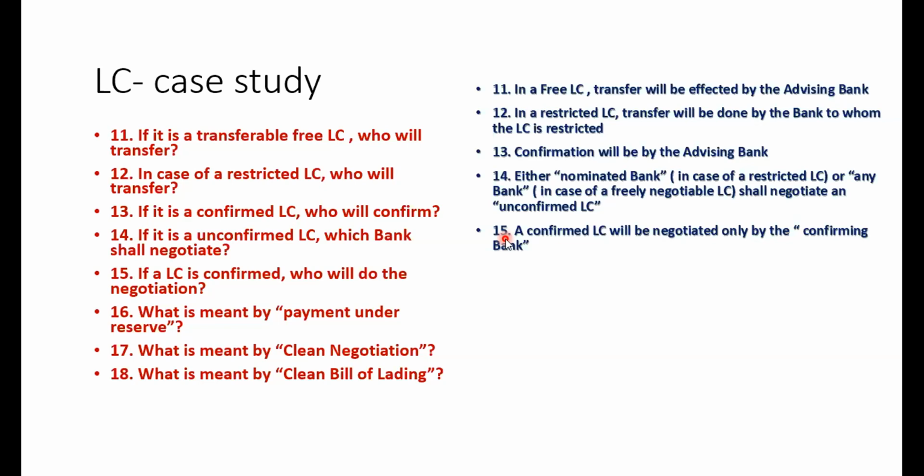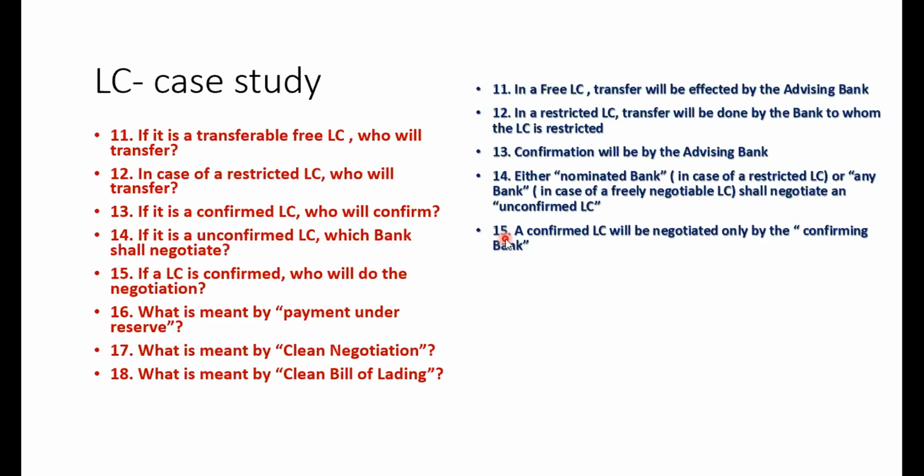Example. Originally, one LC comes that is advised by Citibank New York. Citibank New York has sent an LC to their correspondent bank, State Bank of India Chennai. SBI Chennai has received the LC in their computers from their correspondent bank. So now Chennai SBI becomes the advising bank.